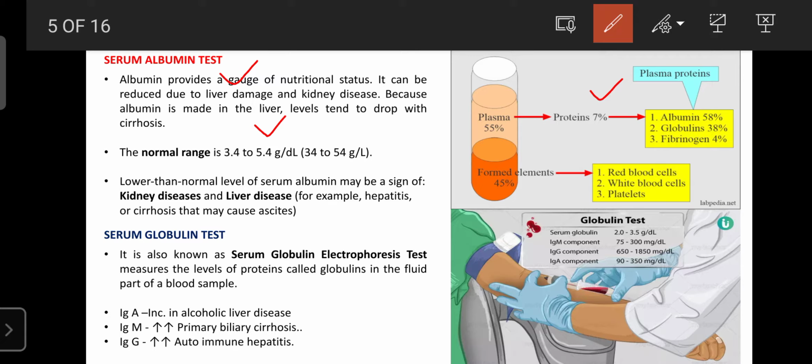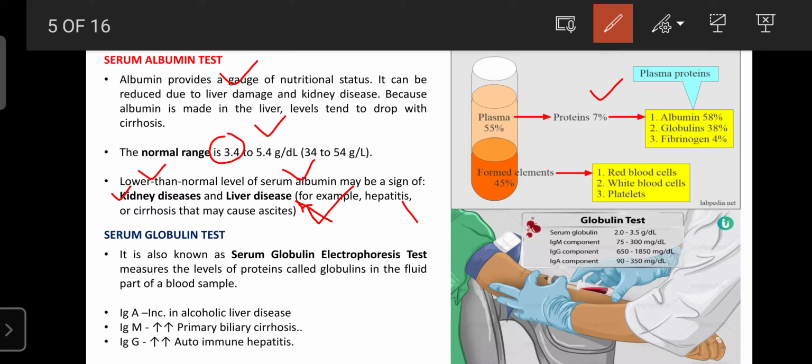And the half life of the albumin is 20 days. In the case of liver damage or liver cirrhosis, the serum albumin level is less than normal. If you are monitoring the serum albumin level and it is less than 3.4 gram per deciliter, that indicates that the person is suffering from kidney disease or liver diseases, for example hepatitis, cirrhosis or many other liver problems. That can be detected by monitoring the serum albumin.